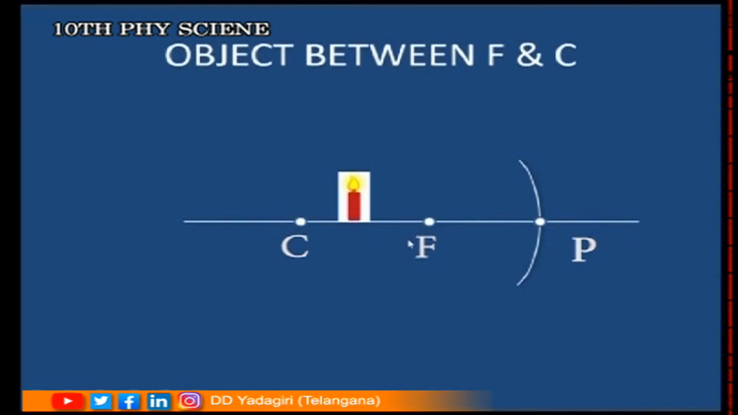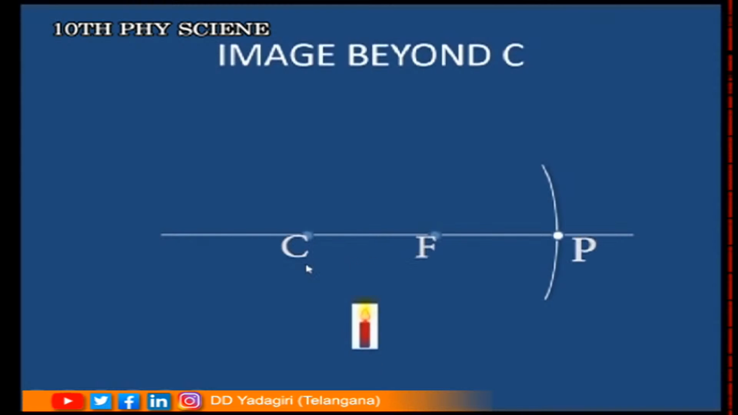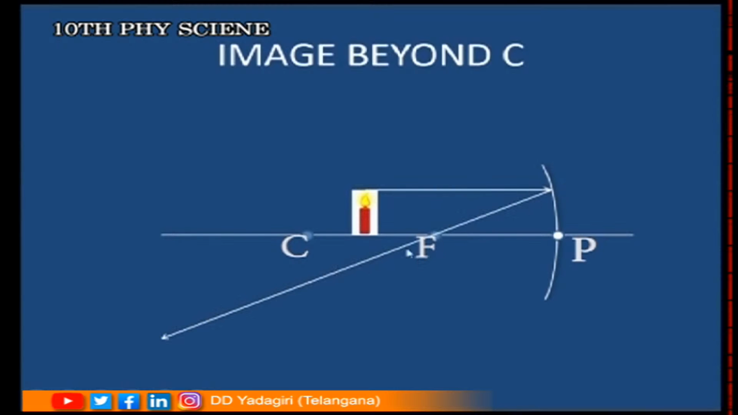Now we are going to shift the object between F and C. This is F and this is C. Now let us see the image formation with the help of ray diagrams. The principal axis, pole, focus, the center of curvature. The object is placed between F and C. A ray parallel to the principal axis passes through the focus after reflection. A ray passing through the focus.